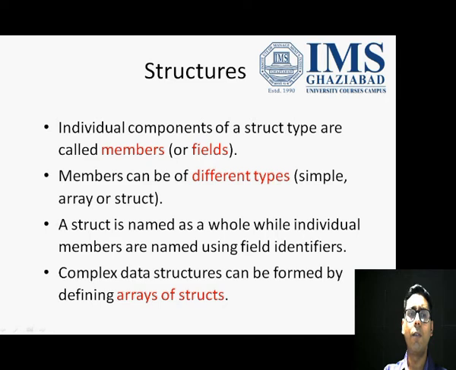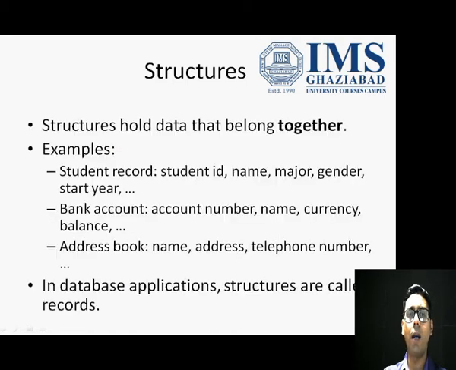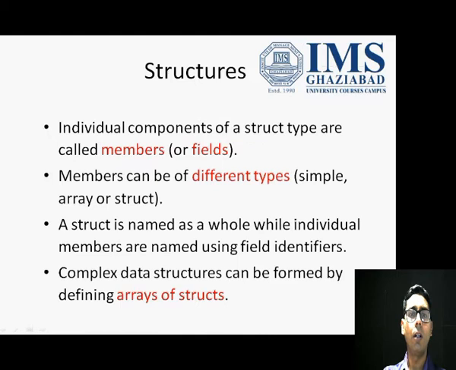Members can be of different types. For example, a simple element, an array, or a struct, which means a structure can hold another structure. A structure is named as a whole, while individual members are named using field identifiers. We have a single name for a single structure. For example, in the previous one, we had student record, which was the name of the structure, whereas student ID and name are the names of the members. Now you can see complex data structures can be formed using an array of structures, which means we can also form an array of structures, a block of blocks.